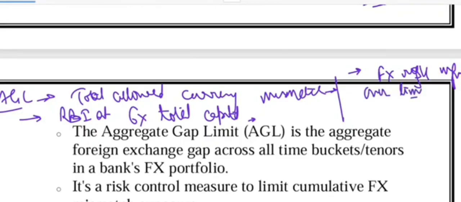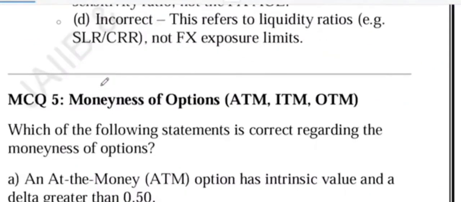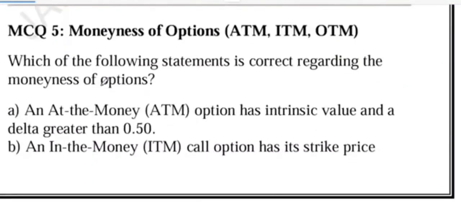So remember, AGL is your foreign exchange risk boundary. If the bank crosses this boundary, it is like playing cricket without a boundary rope. High risk and no control. I hope that makes sense to you. I have explained each and every option in a lucid manner. Now friends, have a look at the next question.